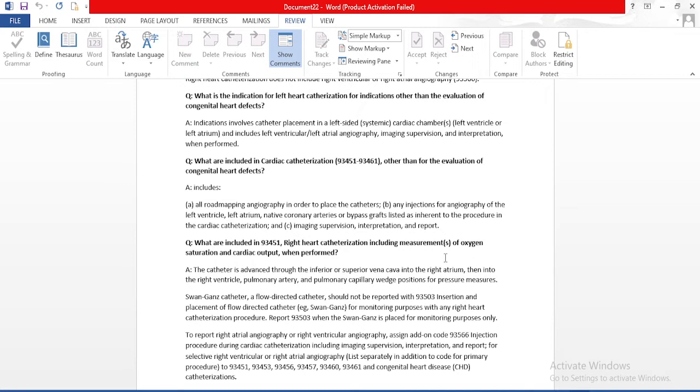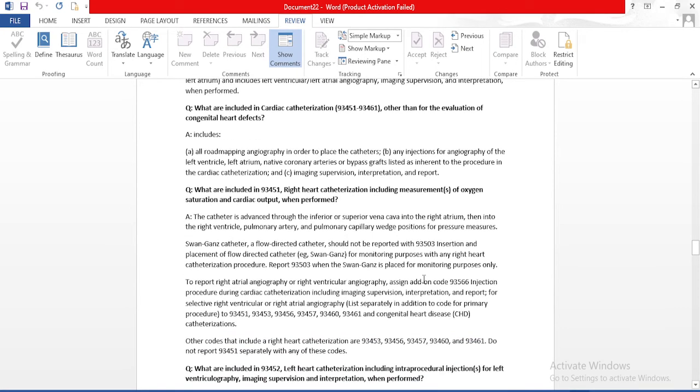Next question. What is included in cardiac catheterization 93451, 93461 other than for evaluation of congenital heart defects? So what is included in cardiac catheterizations here basically? In cardiac catheterization, all road mapping angiography in order to place the catheter is included. Any injections for angiography of the left ventricle, left atrium, native coronary arteries or bypass graft are listed as inherent to the procedure, and imaging supervision, interpretation and report are all included in cardiac catheterization.